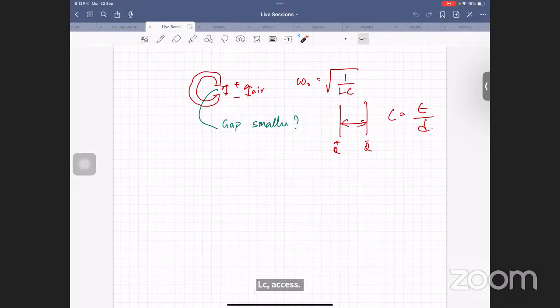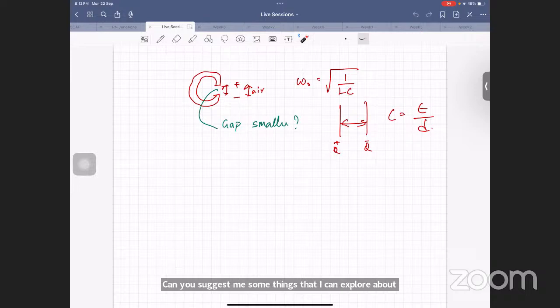When I come across some literature, I saw they have created an equivalent circuit for their entire structure. Can you suggest some things I can explore about this equivalent circuit model? How can I understand how they created such an equivalent circuit for the structures? Is there any source to understand and explore?